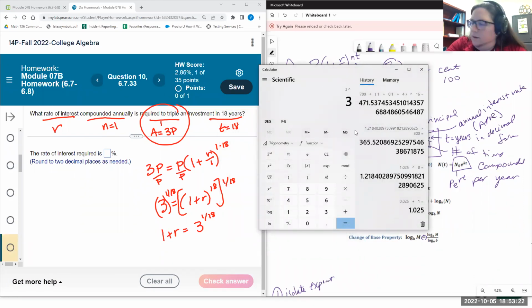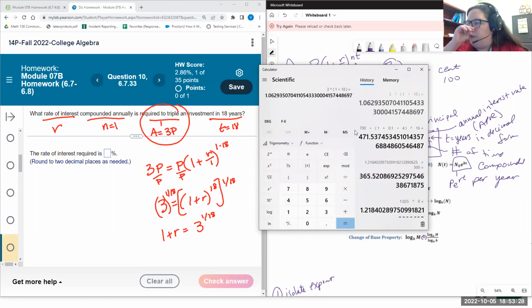Three to the, you could also do this as the 18th root of 3, depending again on what buttons you have available. So I got 1.0629. When you see that value, 1.0629, the 1 is the one part that got added on, and then starting here, this would be the percent. So if I subtract off the 1, I have the 0.0629, that's a 6.29, in 2 decimal places, 6.29%.